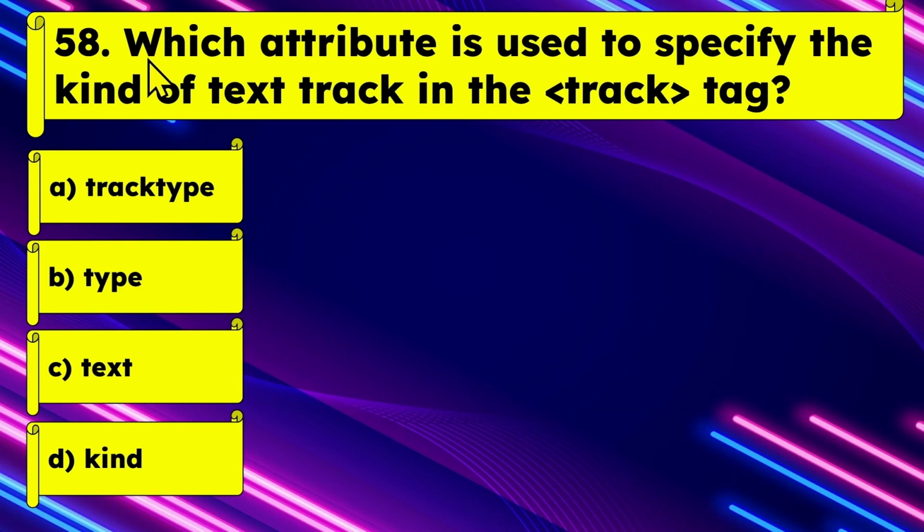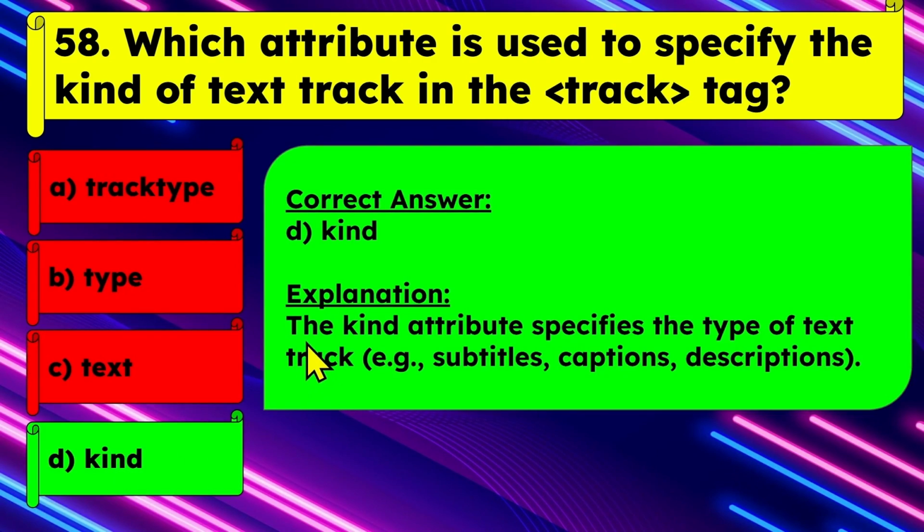Next question is, which attribute is used to specify the kind of text track in the track tag? Track, type, text, or kind. So here the correct answer will be option D, which is kind. You can see the kind attribute specifies the type of text track, like it can be subtitles, captions, or descriptions.